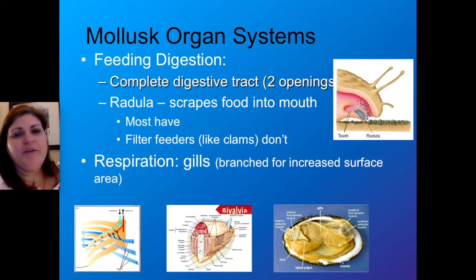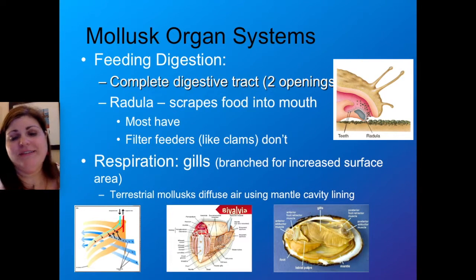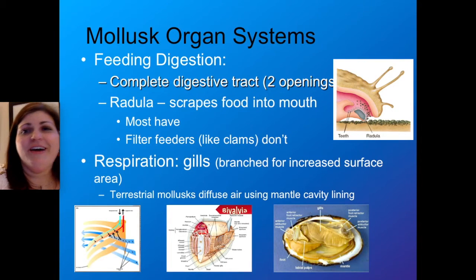And mollusks all pretty much have gills with the exception of those that are terrestrial, in other words, land animals. So if you're a land animal, a gill isn't going to do you a lot of good, so you would rely on diffusion if you're a mollusk like a snail and you need to get oxygen. Remember, diffusion is just molecules moving from where there's a lot of it to where there's less of it. So in the case of oxygen, it would go from the air where there's a lot of oxygen into the animal where there's less.